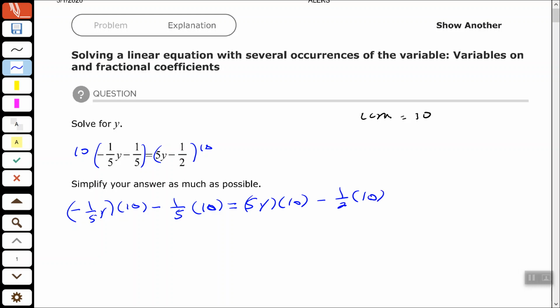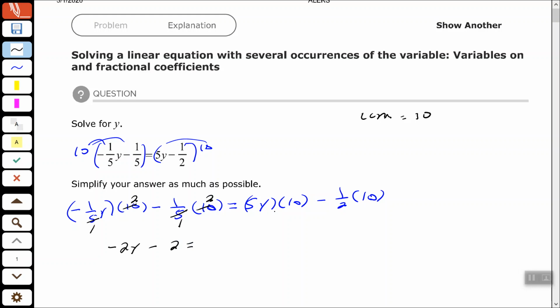All I did was distribute that 10 to each one of those terms, and then we simplify. We're looking at those denominators and we want to cancel them. So we see that 5 will go into 10 two times. So I have negative 1y times 2, which is negative 2y. Again, 5 will go into 10 two times, so I have negative 1 times 2, which is negative 2.